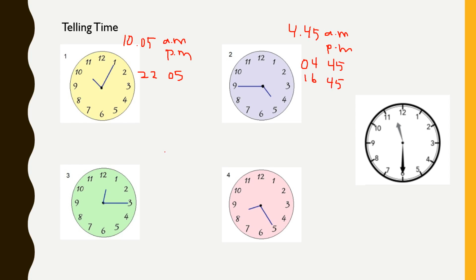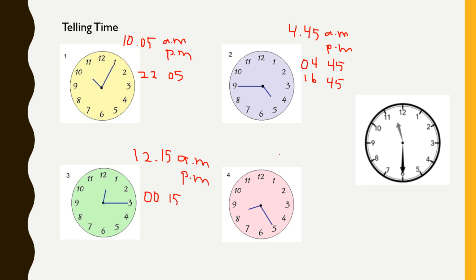Next, number 3. This is 12:15, or you may read it as a quarter past 12. Then how to write it? You may write it as 12:15 a.m., 12:15 p.m. or 00:15.